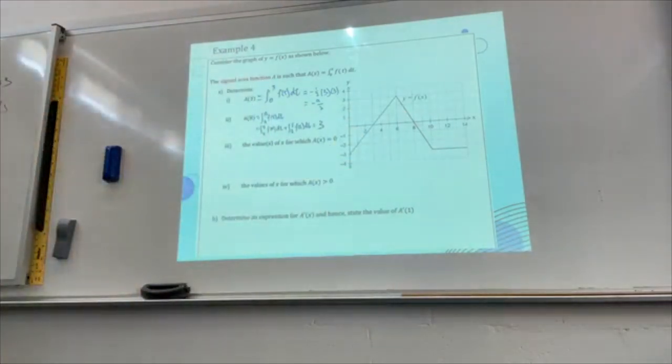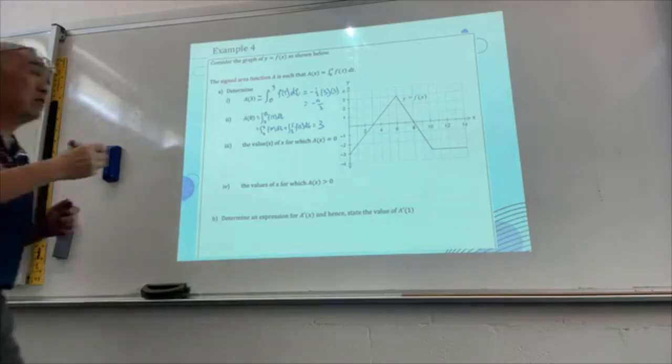Now, part 3 is the interesting one. Can you all focus for a minute, please? It says here the values for which A(x) is greater than 0, which means the area is actually greater than 0. Right? Now, let's have a look.